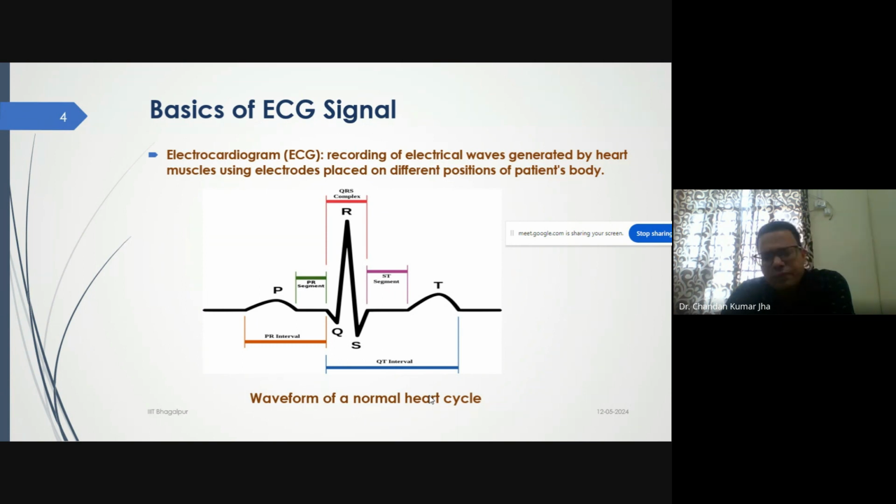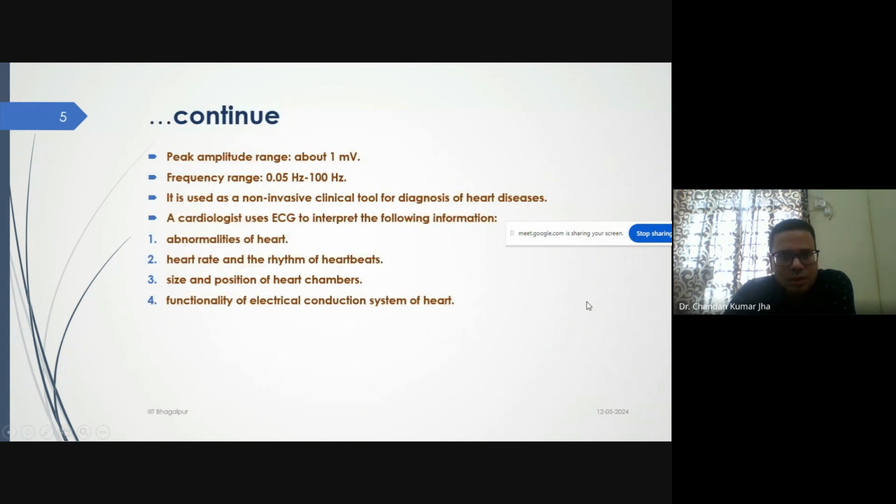Now, what will be the peak amplitude? In general, when we record an ECG signal, the peak amplitude is about 1 millivolt, and we usually acquire it with a frequency range of 0.05 to 100 hertz. Since it is a non-invasive technique to know about the working of our heart, it is very advantageous, because we don't need any invasive method. It does not require any internal method.